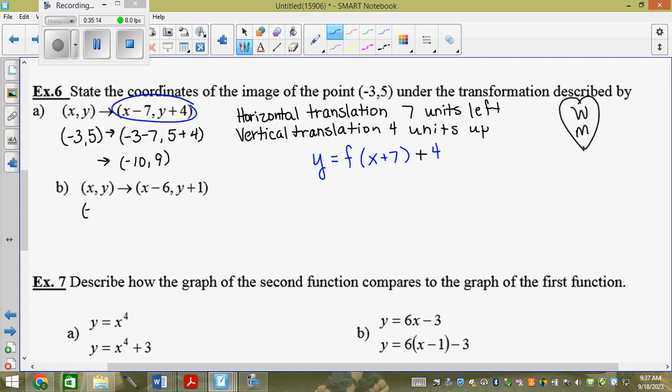So this one's negative 3, 5. So we're going to get negative 3 minus 6, comma 5 plus 1. And so I get negative 9 and 6. So this I have a horizontal translation.